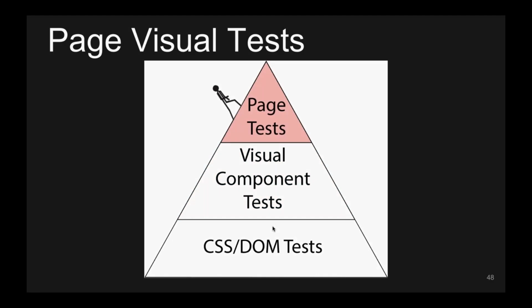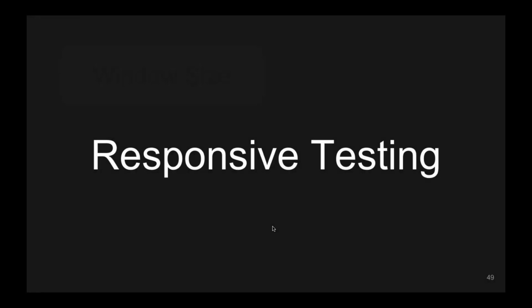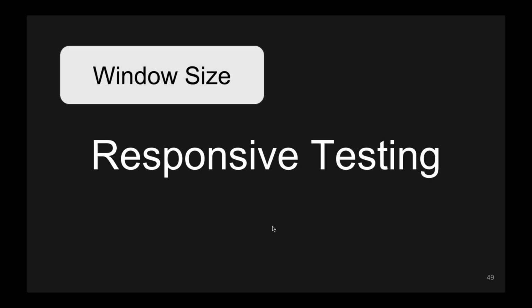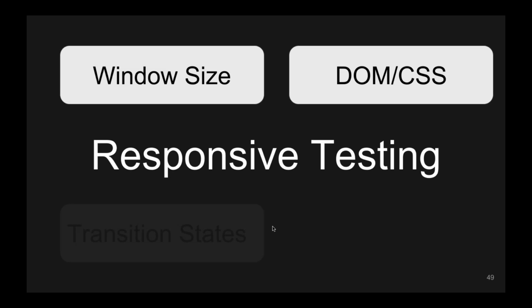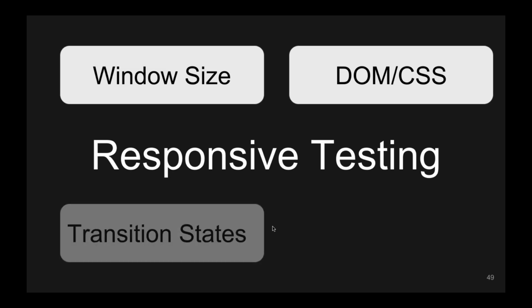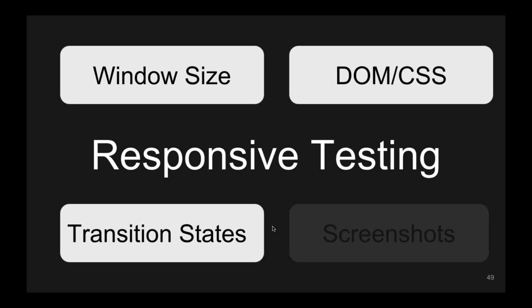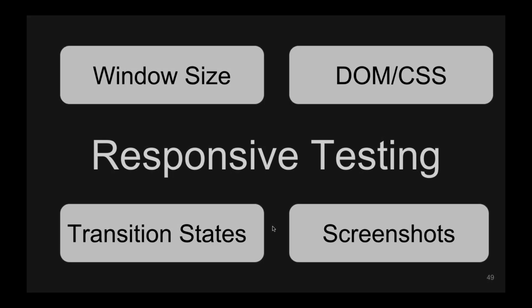And if we were to finish our journey toward this uphill battle, the responsive testing with page visual tests, it's obviously something where you have to control the window size, basically figure out what resolution you're working for. You can still test DOM and CSS even with Selenium. You just retrieve the class, you retrieve the style, and you compare it. You can test different transition states very nicely, if you can load the tablet, desktop, or mobile. And you can still take screenshots even with tools like Selenium.